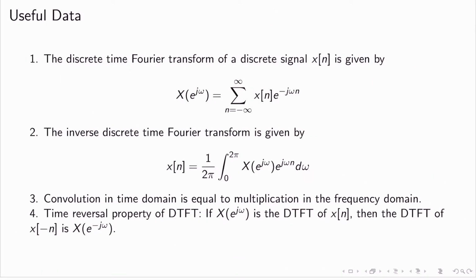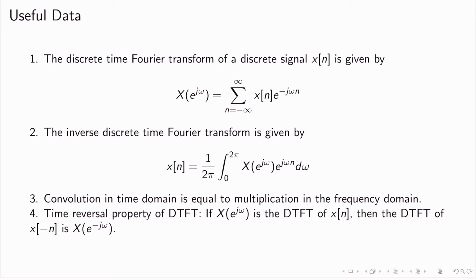The DTFT of a discrete time signal x of n is given by capital X of e to the power j omega is equal to summation of n is equal to minus infinity to infinity x of n e to the power minus j omega n. And the inverse discrete time Fourier transform is given by x of n is equal to 1 by twice pi integration of 0 to twice pi capital X of e to the power j omega e to the power j omega n d omega.